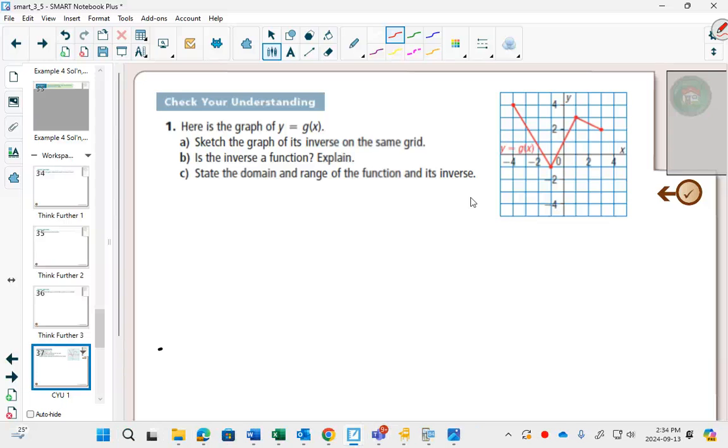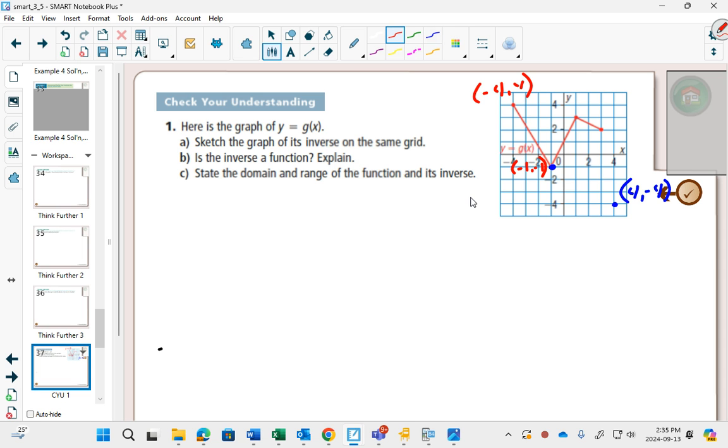So on g of x, we could label this point as negative 4 comma 4. That would get us this point on the inverse at 4, negative 4. Here we have 1, negative 1. I'll label that in red. And if you switch those, you would still have negative 1, negative 1. So I'm not going to rewrite the number, but I'm going to put a blue dot on there.